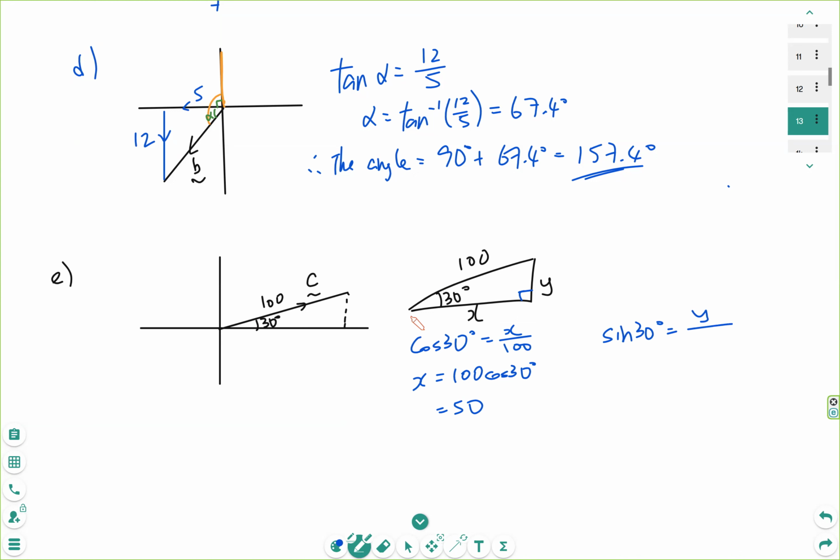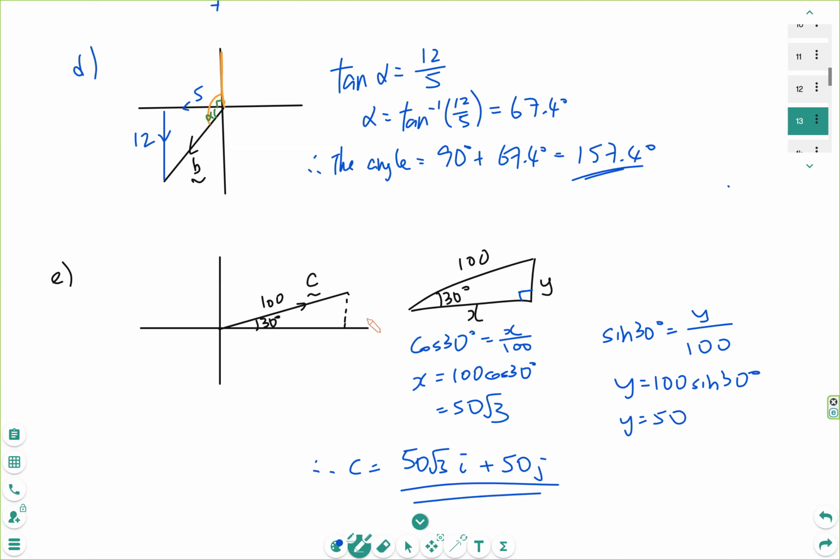Actually, am I right? 100 cos 30 is not 50, is it? Oh, it's not 50. My bad. 100 cos 30 is 50 root 3, because I remember sine 30 is half. That's why I was wondering something's wrong here. So y equals 100 sine 30 degrees, and this is 50. Therefore, c equals 50 root 3 i plus 50j, because we're going to the right and going up. Okay, so that's how we can work backwards.